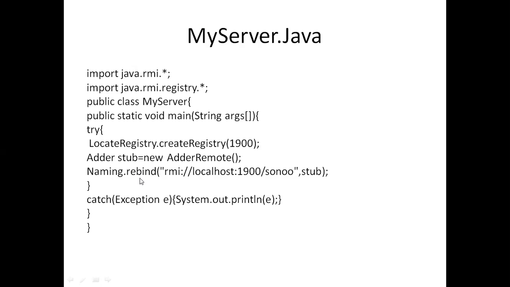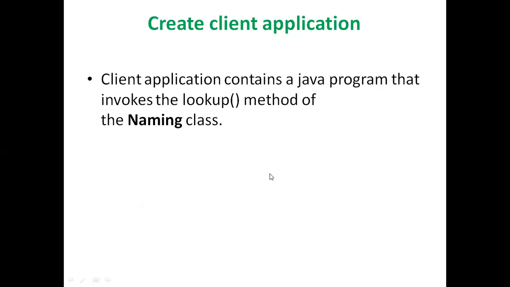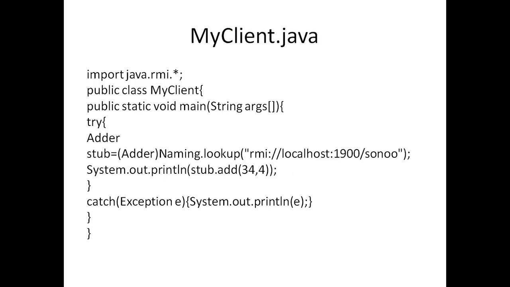How will the server bind the service with the registry? By using Naming.rebind. So this is the localhost. Localhost is where my server is, at port 1900, and I am binding the stub. What is the stub? Stub is an Adder object. Next, client application. What will the client application do?